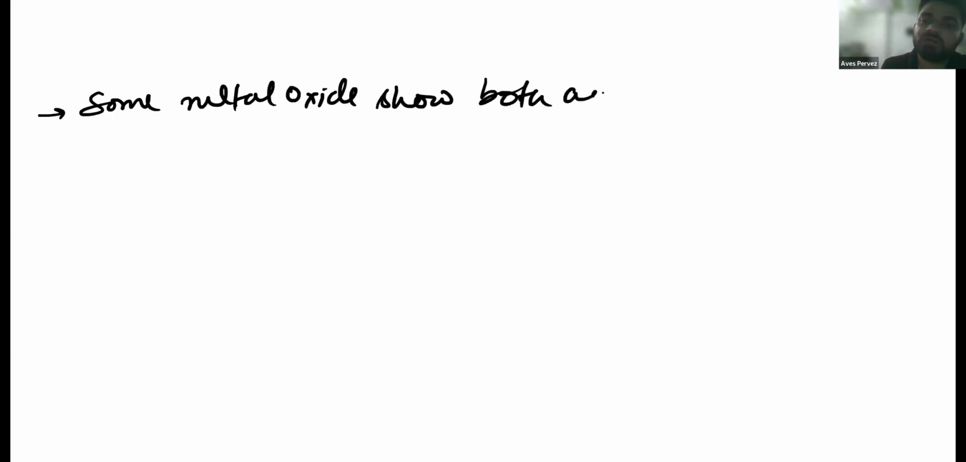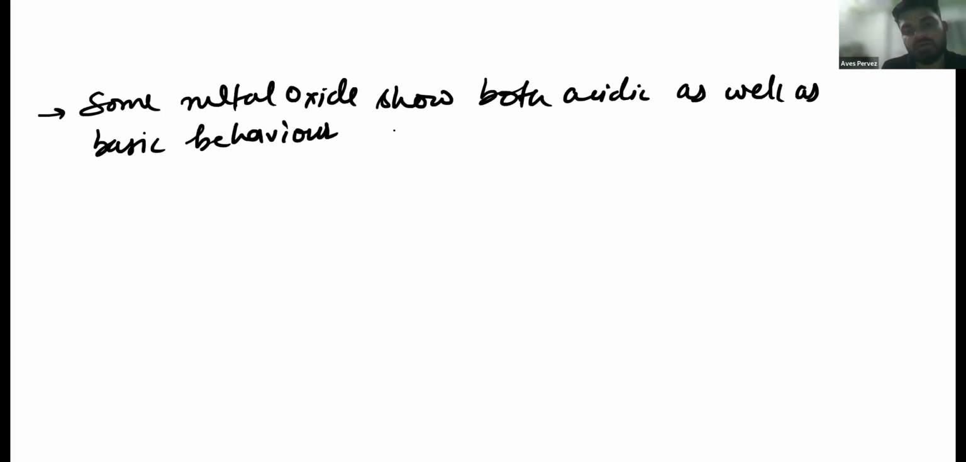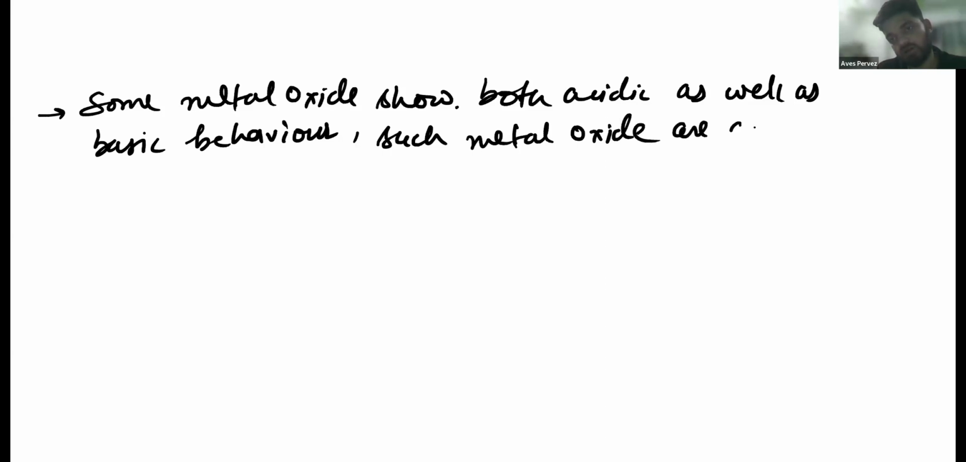So we have to write here: some metal oxides show both acidic as well as basic behavior. Such metal oxides are called amphoteric oxides. Note it down.